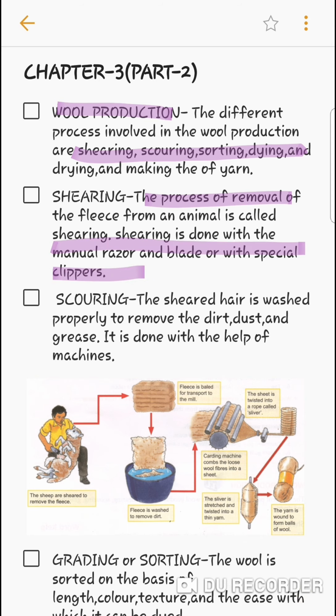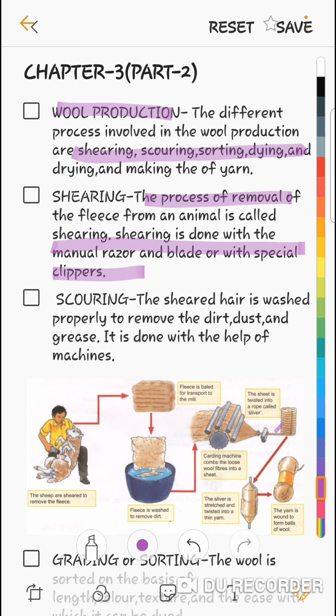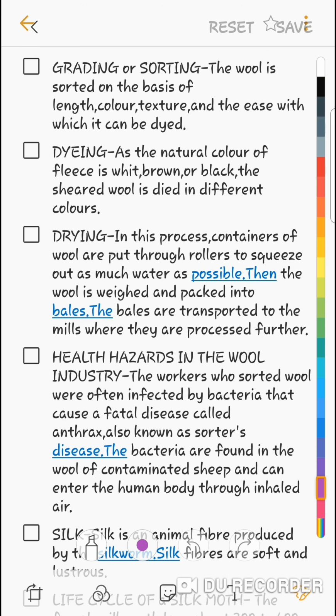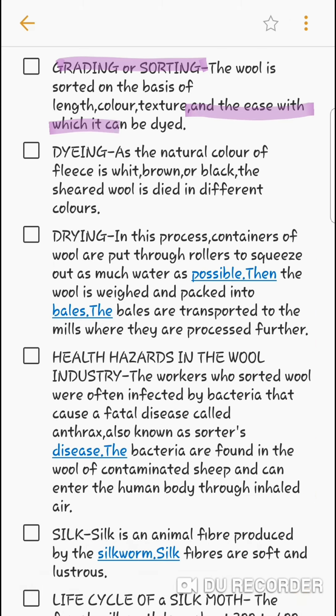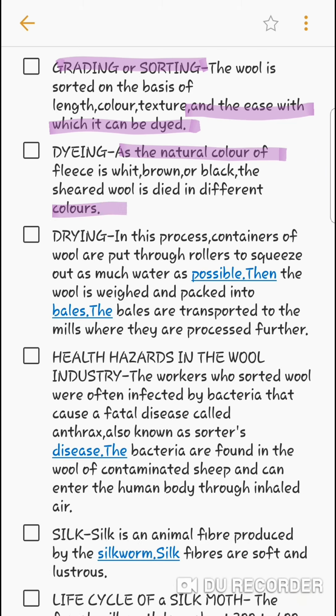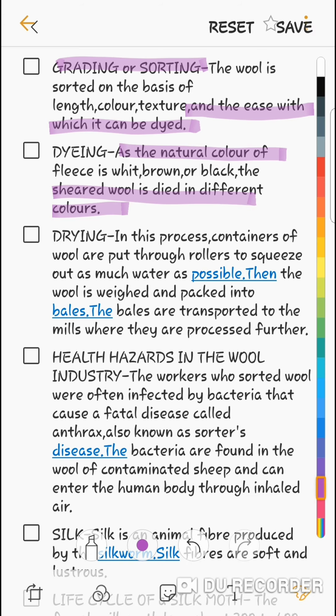Scouring. The sheared hair is washed properly to remove the dirt, dust and grease. It is done with the help of machines. Grading or sorting. The wool is sorted on the basis of length, color, texture and the ease with which it can be dyed. Dyeing. As the natural color of the fleece is white, brown or black, the sheared wool is dyed in different colors.